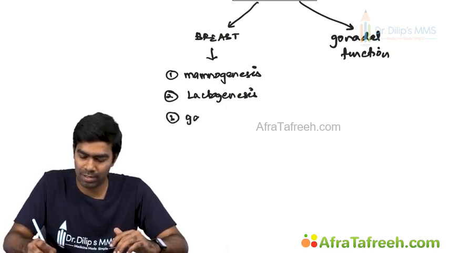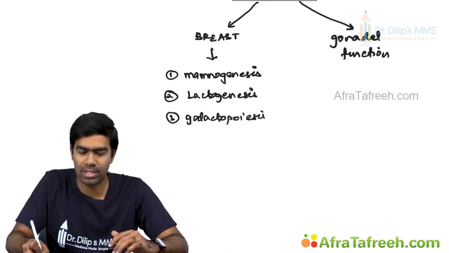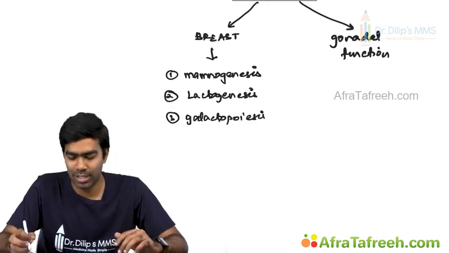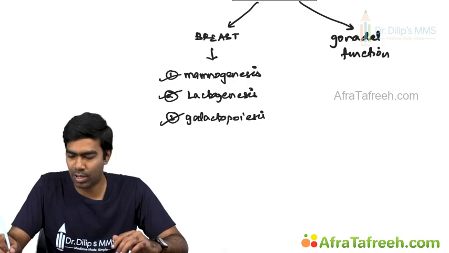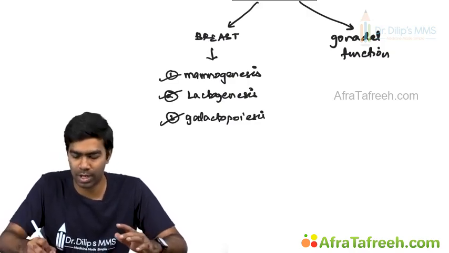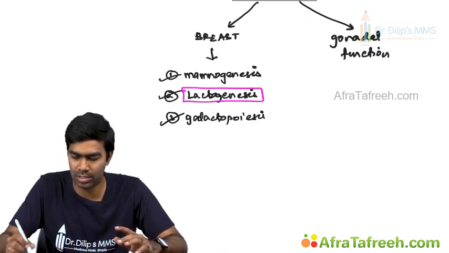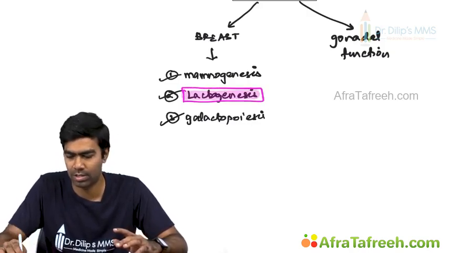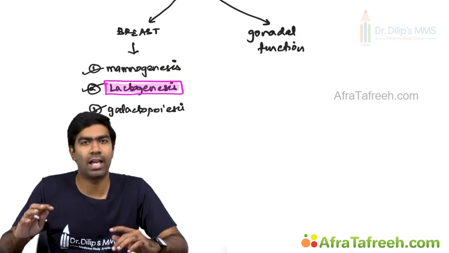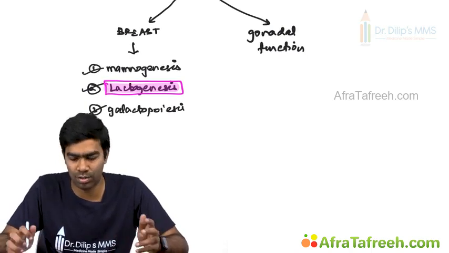Third one, you have galactopoiesis. What do you mean by galactopoiesis? This is nothing but maintenance of milk production. So these are the three major functions of prolactin. In that, if you ask a single function that is very important for prolactin, that is going to be lactogenesis, that is milk production. That's going to be the major function. Clear? And similarly, they have effects on gonadal function also.